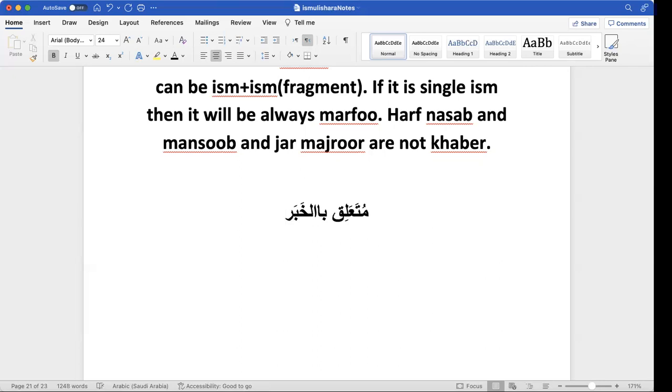Okay. So mutalik bil khabar. What is mutalik bil khabar? Mutalik bil khabar is actually the jar majroor in the sentence.